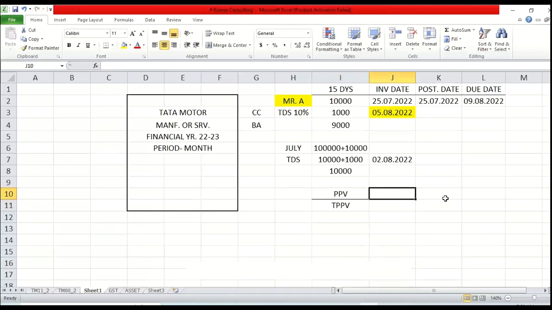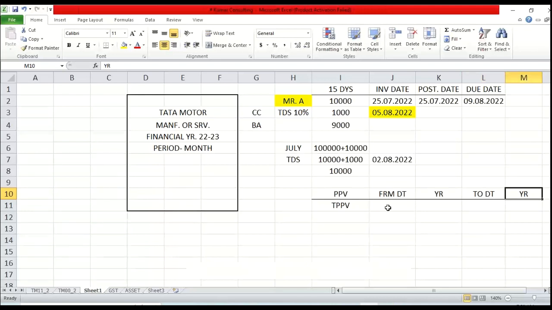You'll be having options. What options? I'll tell you. So this is called from date, then here year, to date, and here year. I'm typing in shortcut. Don't look at the spelling. From date, then year, to date, and year.